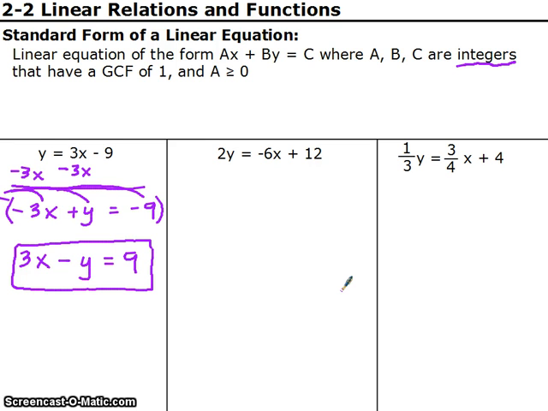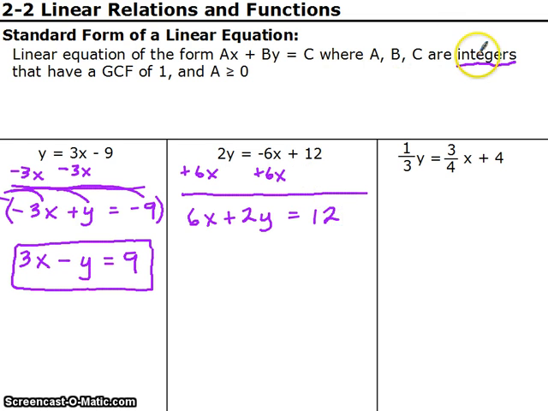All right, y'all give this next one a try, see if you can come up with the right answer. Unpause the video and see if you got it right. All right, so on this one we're going to have to add 6x over here. And we'll get 6x plus 2y equals 12. All right, are they integers? Yes. Do they have a GCF of 1?